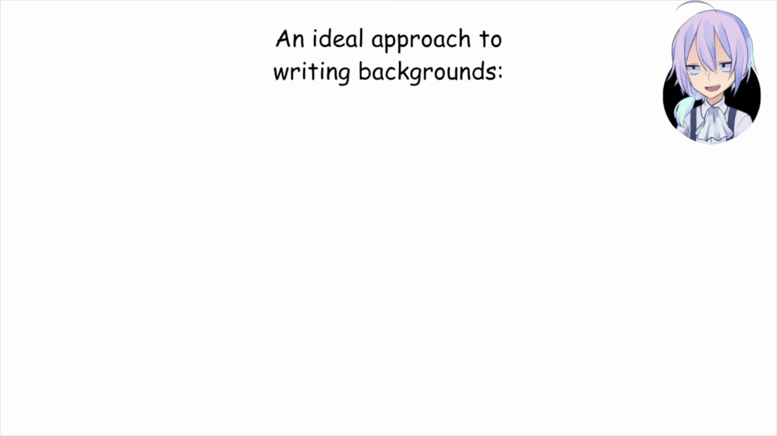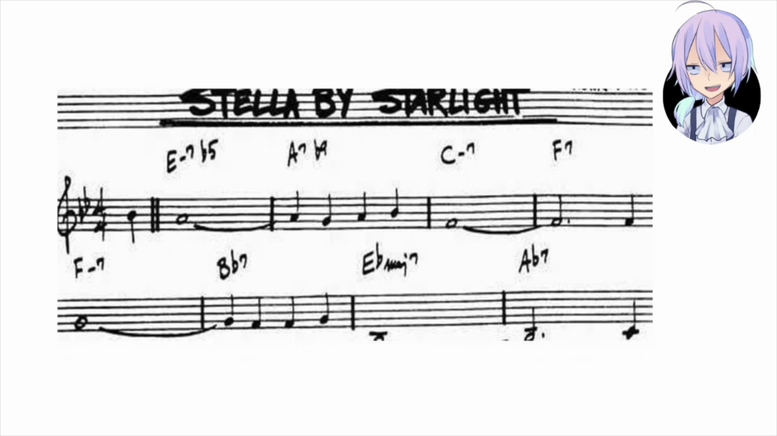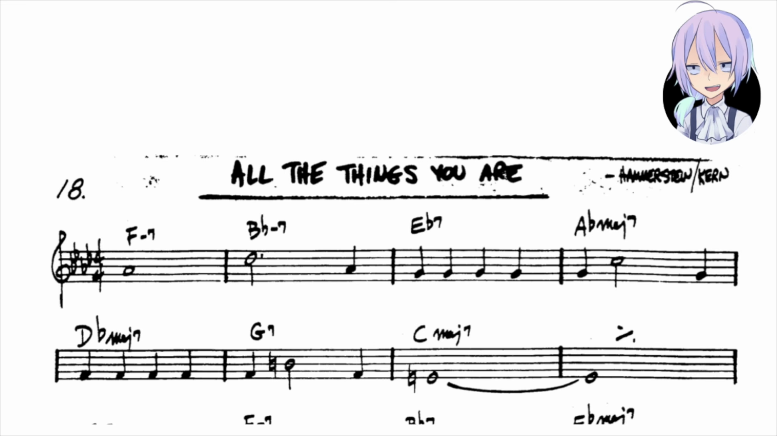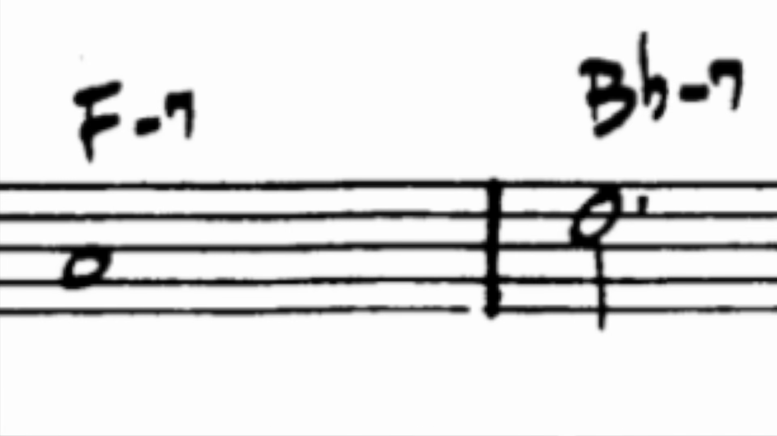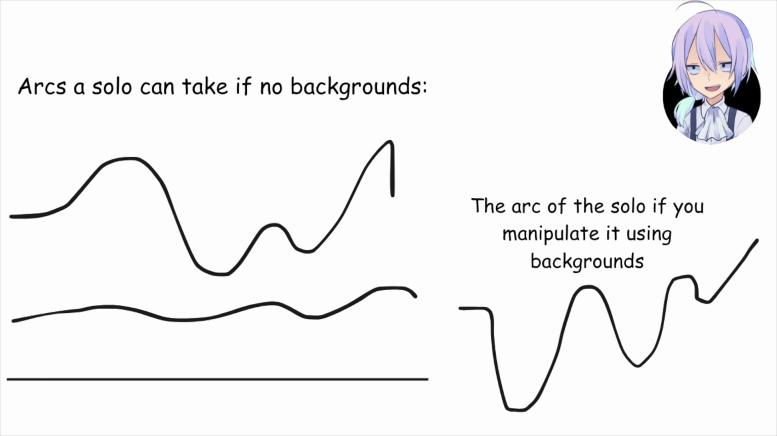For writing backgrounds, one of my favorite devices is recontextualizing parts of the melody. For example, if I'm writing backgrounds over Stella by Starlight, I might quote the beginning of the melody over all the chords in the B section. Or for All the Things You Are, taking that fourth the melody begins with and moving it around the various key centers. The backgrounds are mainly there to force the soloist to follow the arc you want to create.